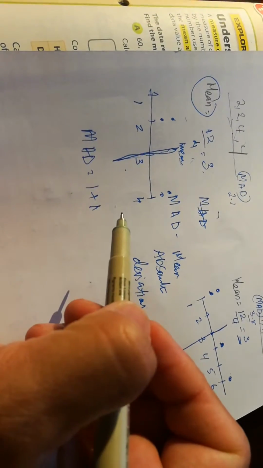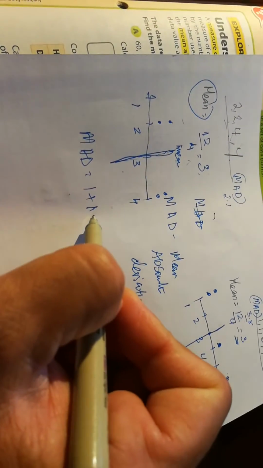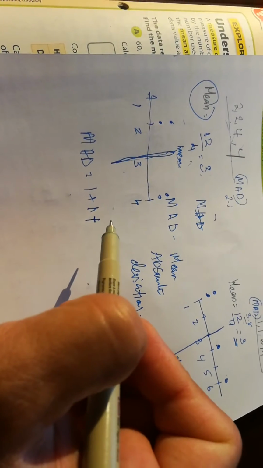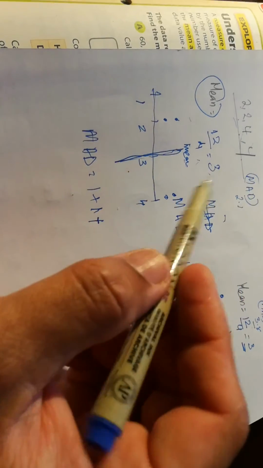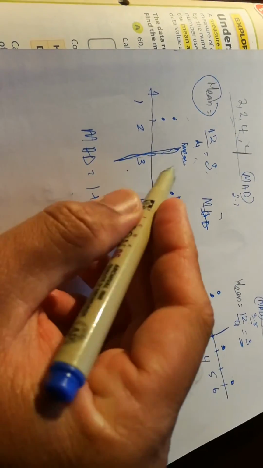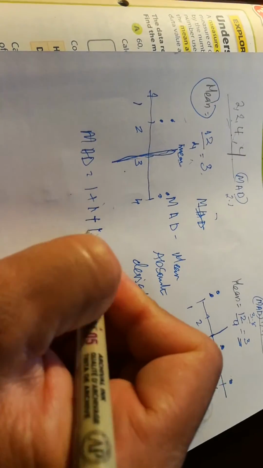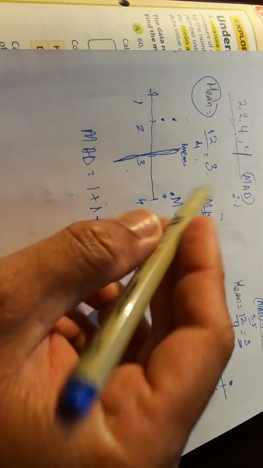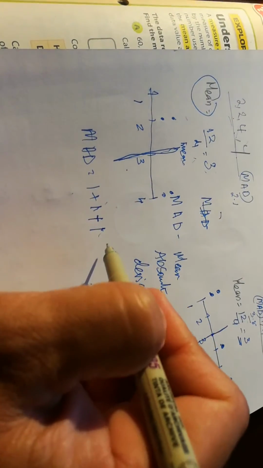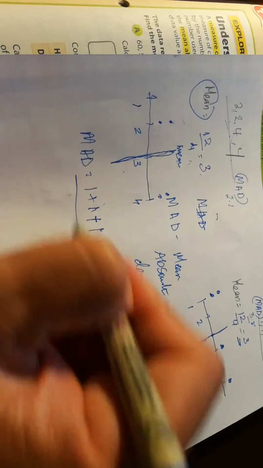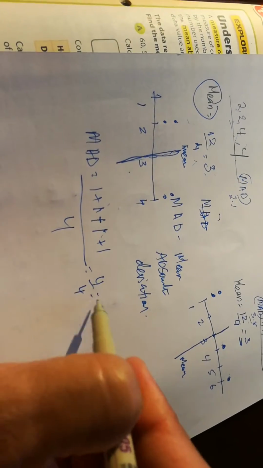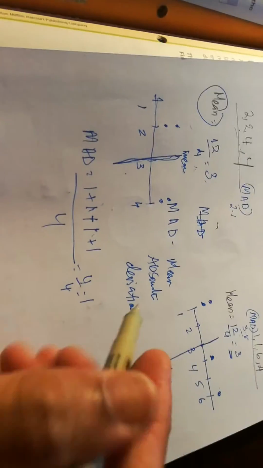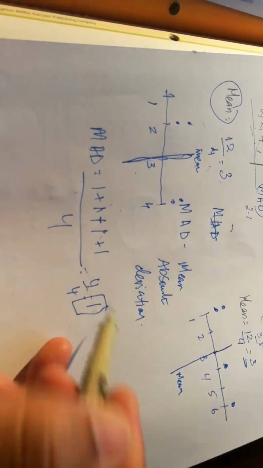Again, you neglect the negative. You don't take the negative. You neglect the sign. You just take the absolute value. And then 3 minus 4 is minus 1, but you take the absolute value. And then you have another 3 minus 4 is 1, absolute value. They're divided by the number of data points. That is 4 by 4, which is equal to 1. Okay, so 1 is the MAD value here.